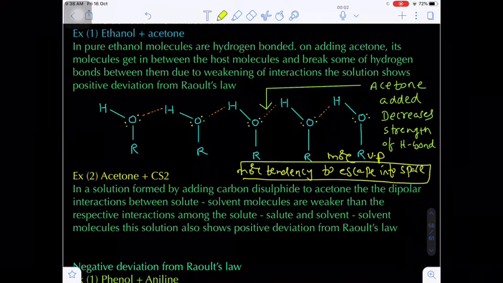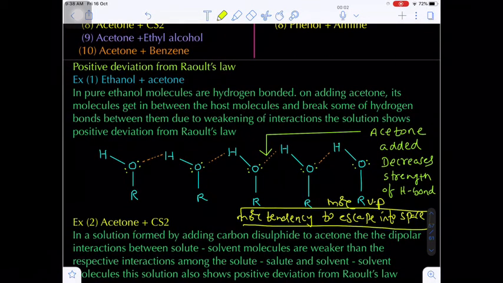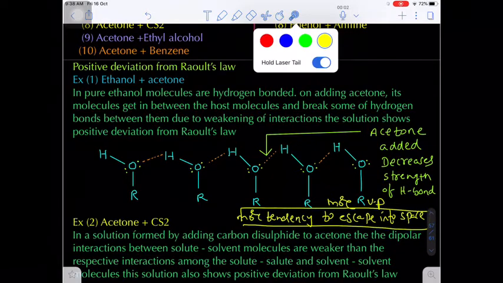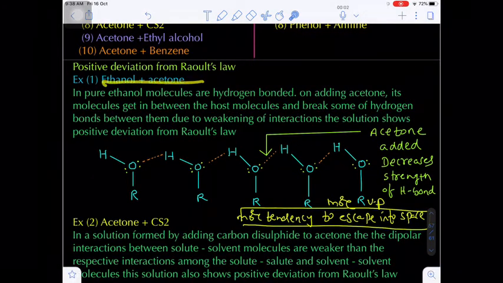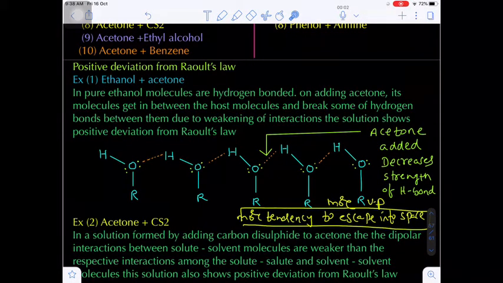So more vapor pressure, that means corresponding to alcohol and acetone, if both are added, the resultant solution has more vapor pressure. That's why it corresponds to positive deviation from Raoult's law. Positive deviation from what? Raoult's law. Are you getting my point? This is the best example.